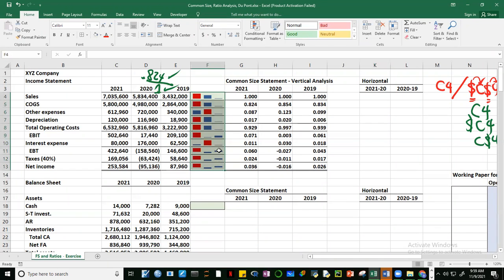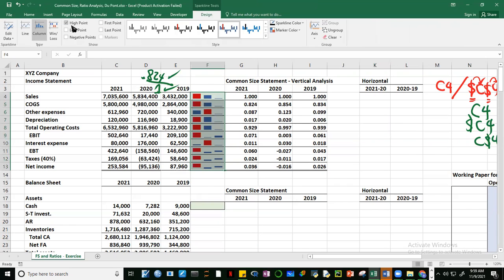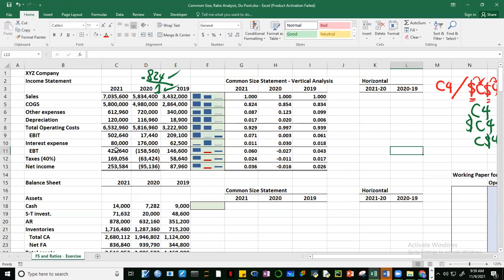If we change to highlight the negative points, you can see here that earnings before tax in 2020 is negative, which means the red one here refers to negative. And then the net income is also negative here. So this tells us, guys, the story of the performance of XYZ company.